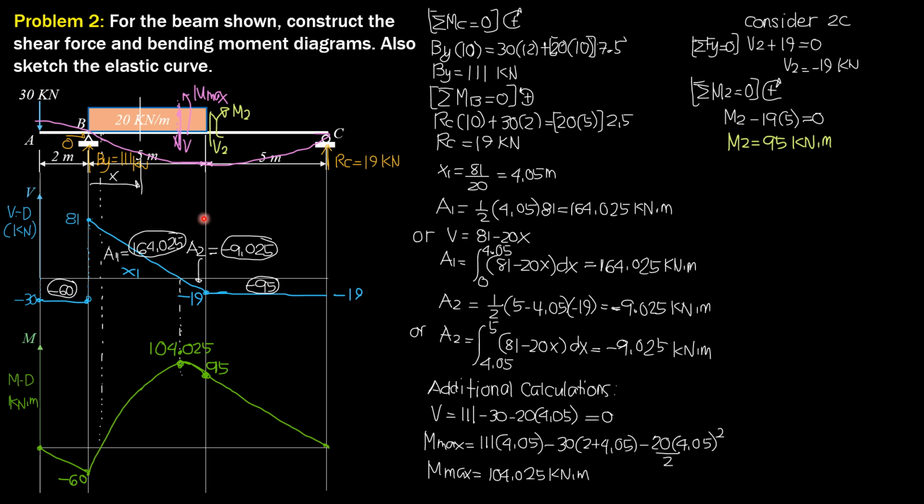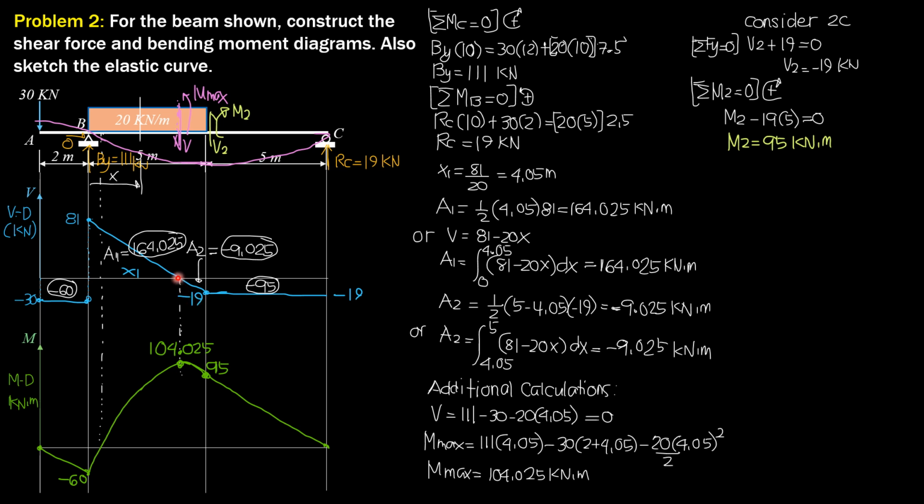So we begin by constructing the shear diagram. First, we have negative 30. Go down, negative 30. Between A and B, there's no load, so the shear is constant. Then there is a concentrated upward force of 111, so negative 30 plus 111 is equal to 81. Then 81 minus the area of this loading, 20 times 5, so 81 minus 100 is negative 19.